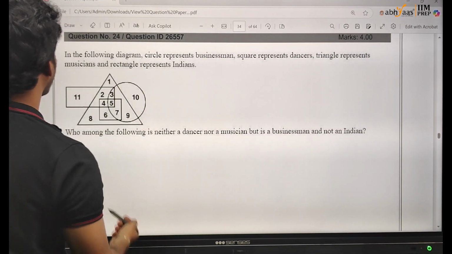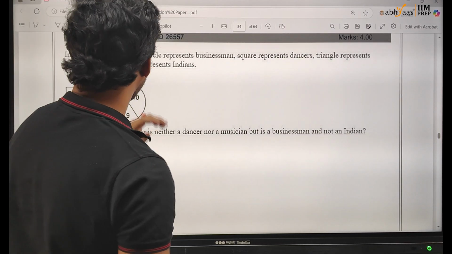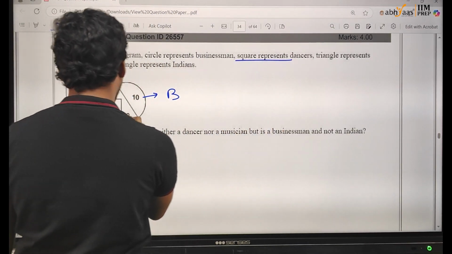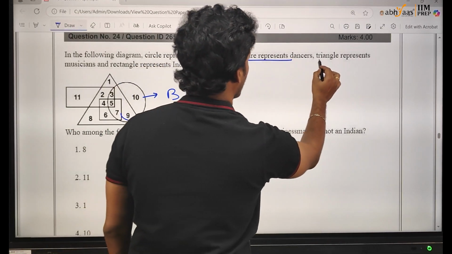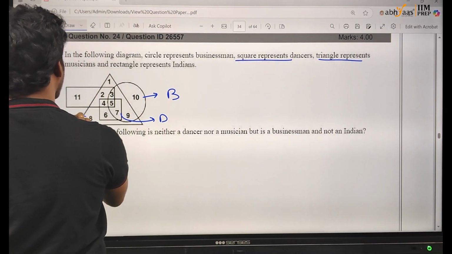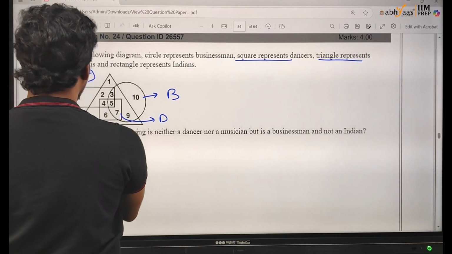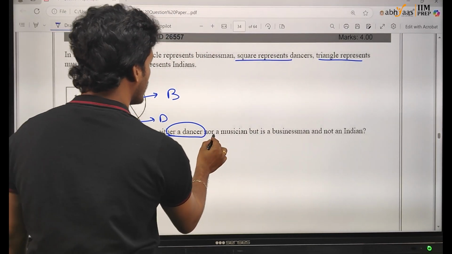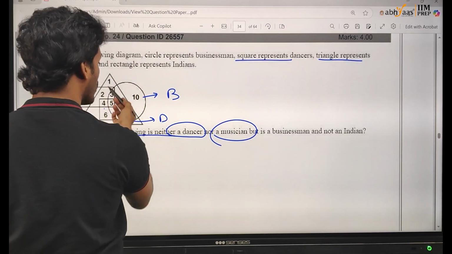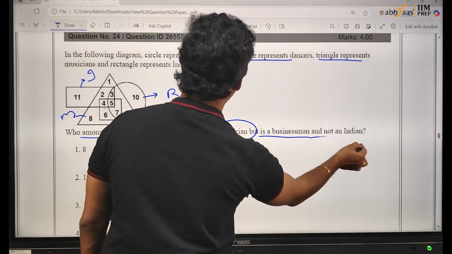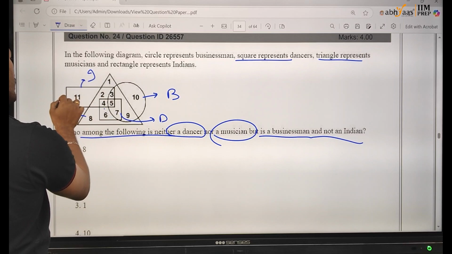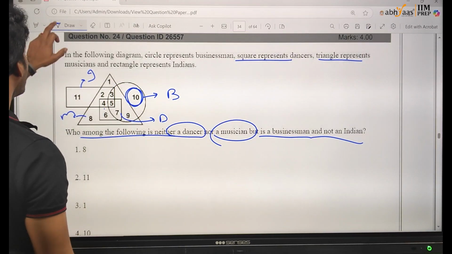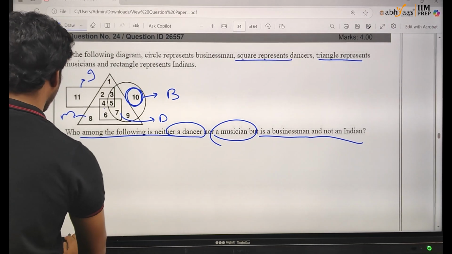The next question, even easier. In the following diagram, circle represents businessmen, square represents dancers, triangle represents musicians, and rectangle represents Indians. Now, who among the following is neither a dancer, that means it has to be out of square, nor a musician, that means it has to be out of triangle, but is a businessman and not an Indian. So it has to be out of rectangle also, but inside a circle. That's the only possible thing. 10 is the only possible thing according to the given conditions. So option 4.